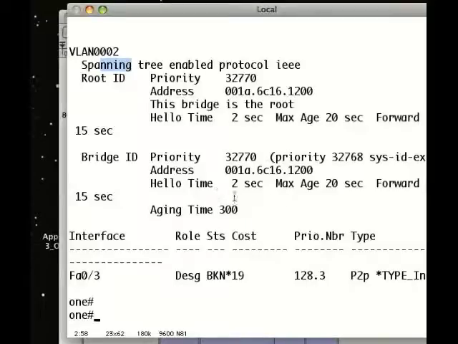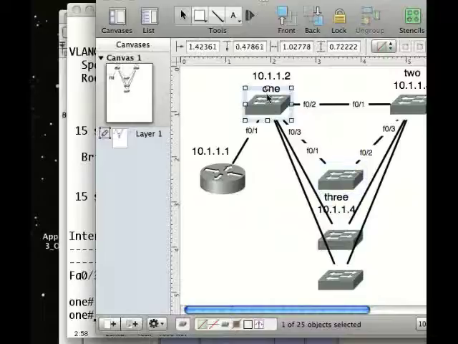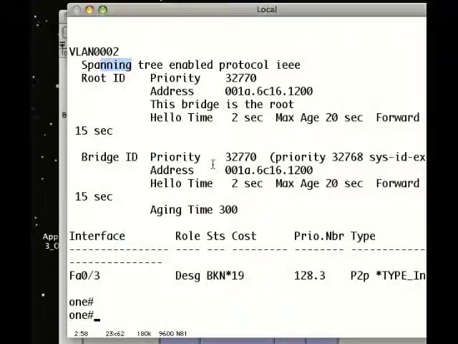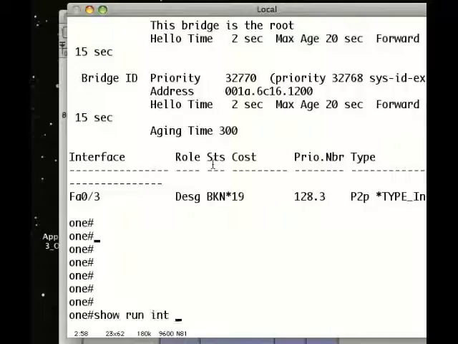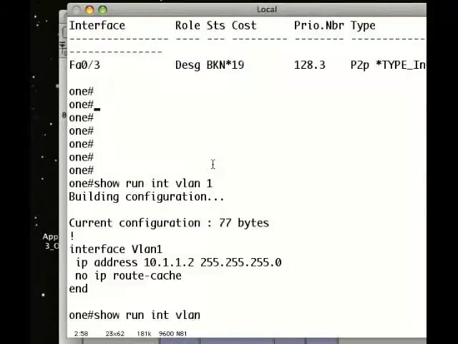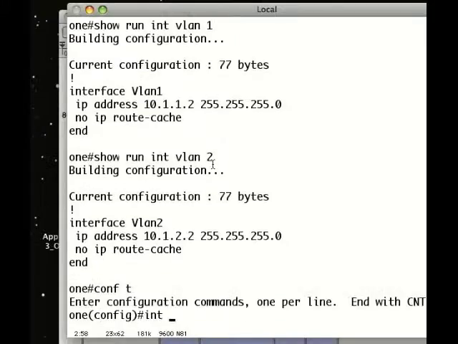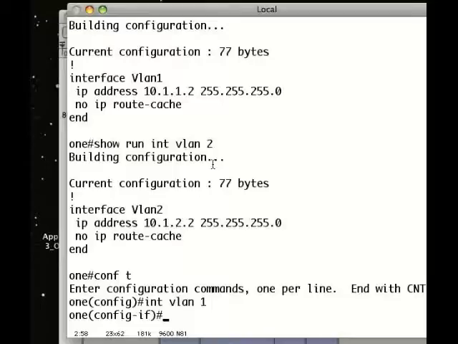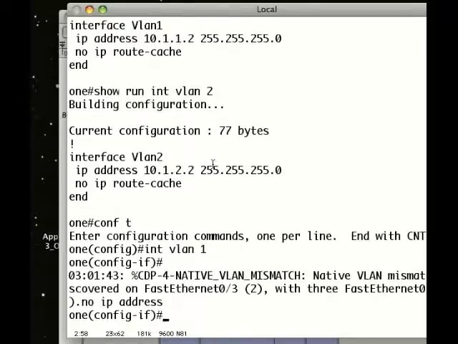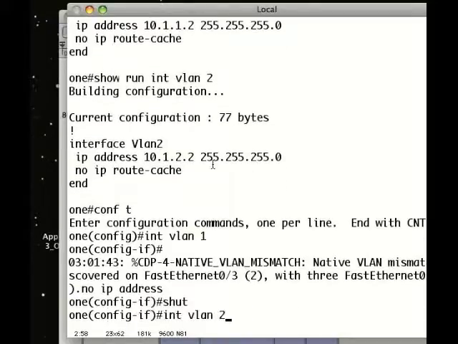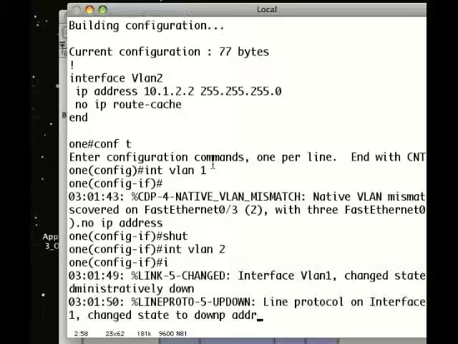Since VLAN 2 on this guy is talking to VLAN 1 on this guy, let me try an experiment. Show run int VLAN 1, show run int VLAN 2, conf t int VLAN 1, no ip address, shutdown, int VLAN 2, ip address 10.1.2.2, 255.255.255.0.